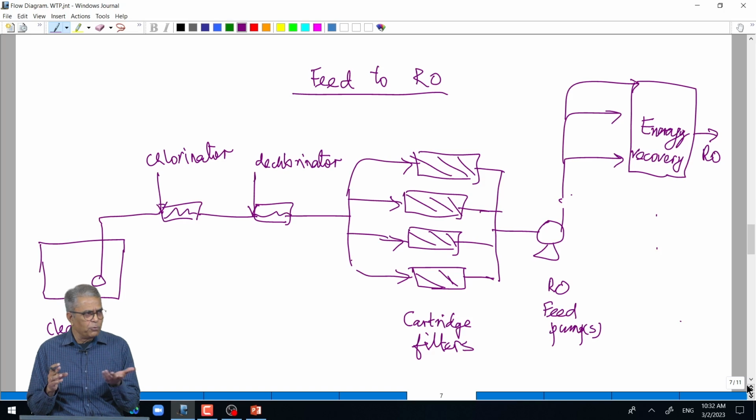It is like people who have RO plants at home, you would have found those cartridge filters. These are cartridge filters you put, they remove the fine particulate matter, everything from there, then this is ready for going to the RO section. This is the thing I am going to talk about, some energy recovery business in that.